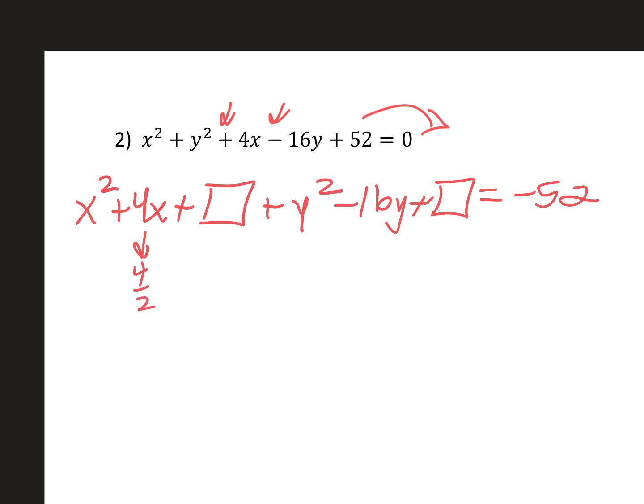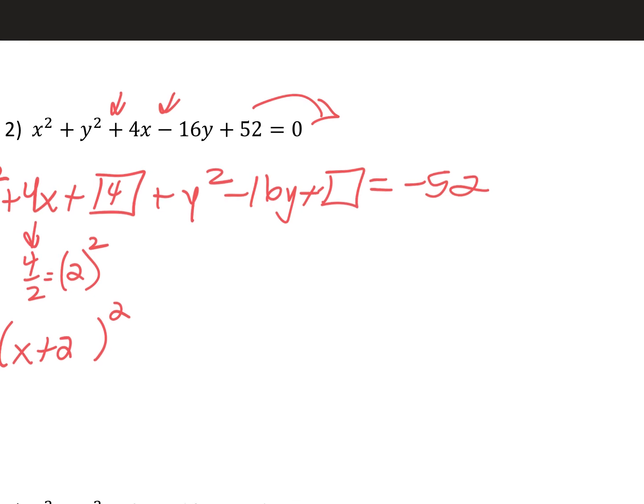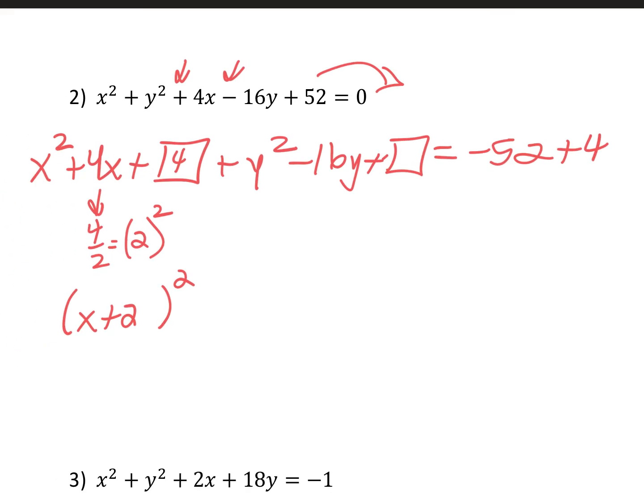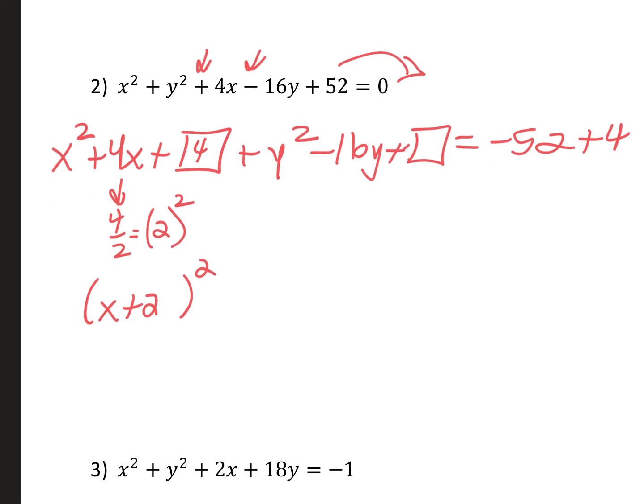So now, take your b term. 4 divided by 2 is 2, correct? So my x parenthesis is x plus 2 squared. Why is it plus 2? Because it's positive. Good. Now, when you square 2, what's 2 squared? 4, which you add to one side, you add to the other. Perfect. It's an equation of a circle, so there's going to be a plus in between these two parentheses.